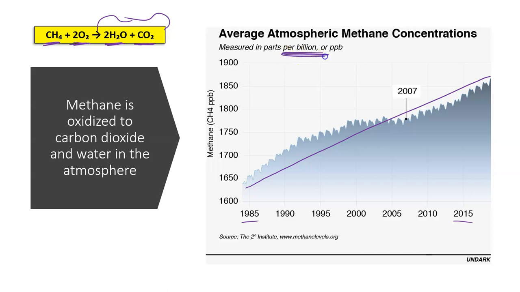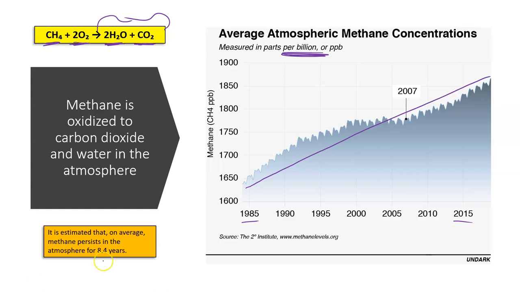Again, that is a good distinction. Carbon dioxide is measured in parts per million. So methane concentrations are much less than carbon dioxide, but methane is still a viable heat absorber and heat radiator, and so it still needs to be talked about when we talk about the carbon cycle as well as global change. It is estimated that on average methane persists in the atmosphere for 8.4 years. That means that when a molecule of methane is released into the atmosphere, it will stay viable for over 8 years. So that's 8 years worth of heating to our environment for every methane molecule produced.